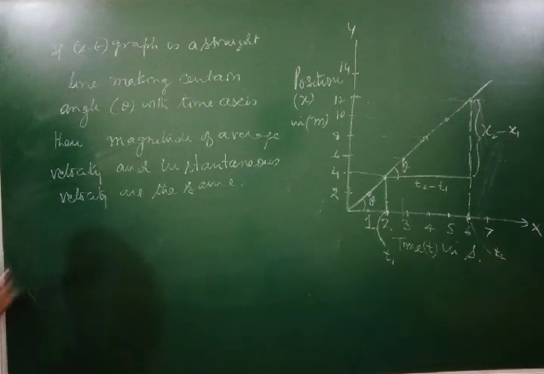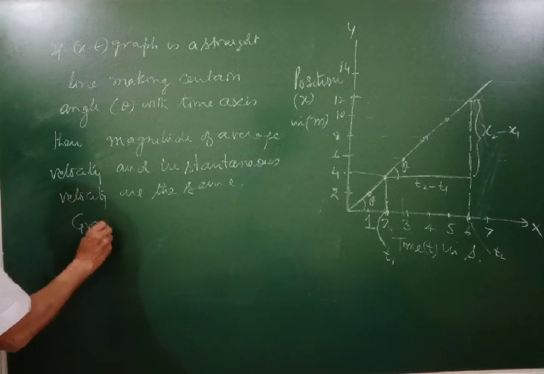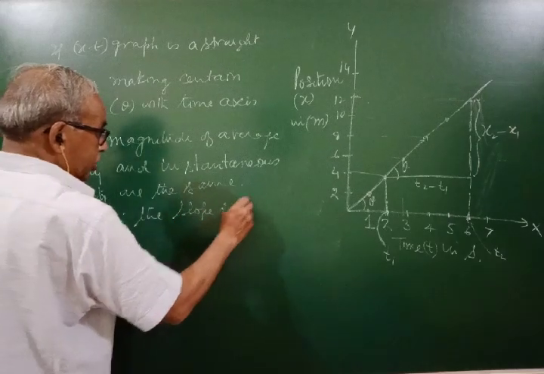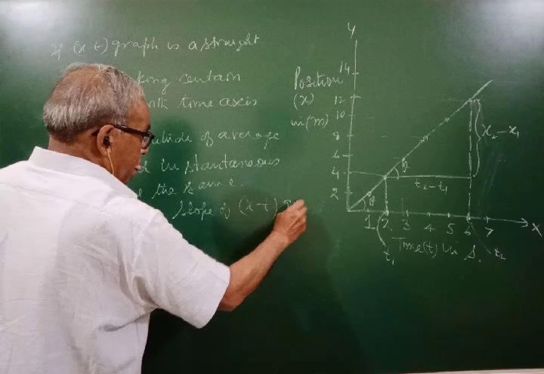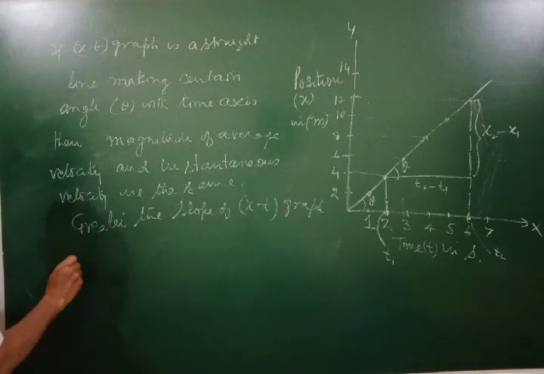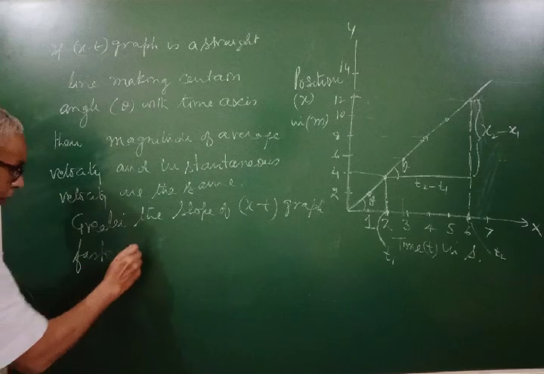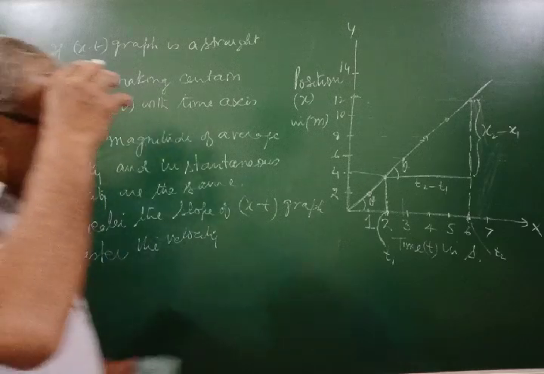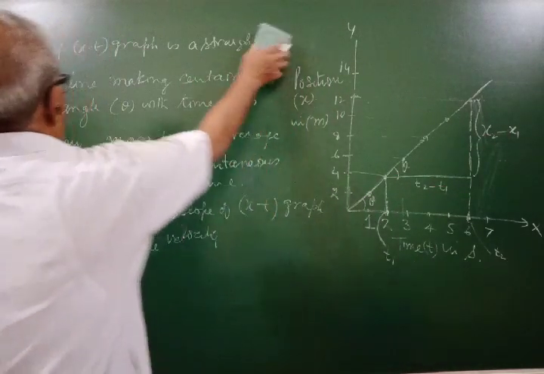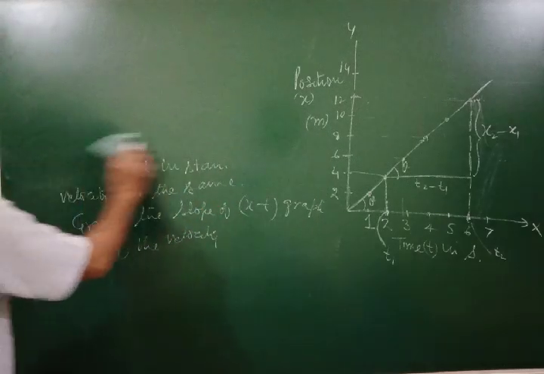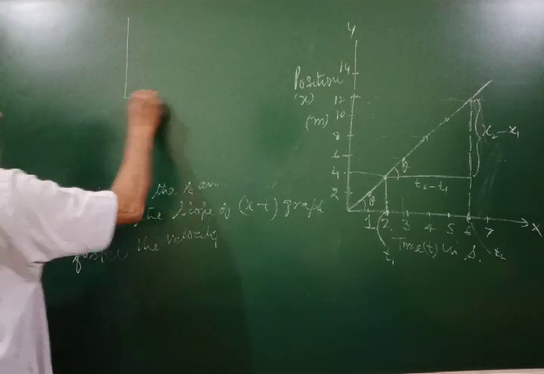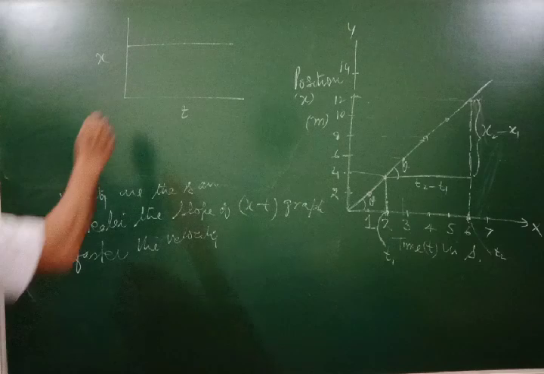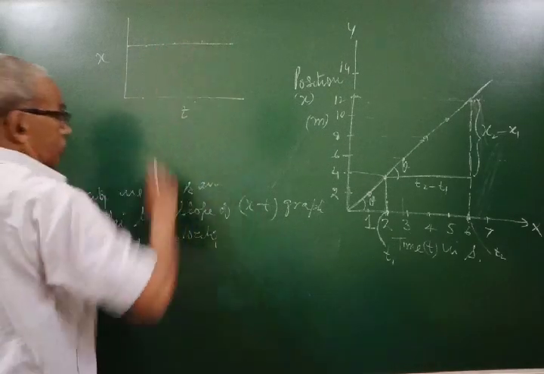And secondly, the greater the slope of the x-t graph, the faster the speed, the faster the velocity. If the slope decreases and becomes zero, when it becomes zero, if the x-t graph comes like this, then the position is not changing, then the body is at rest.